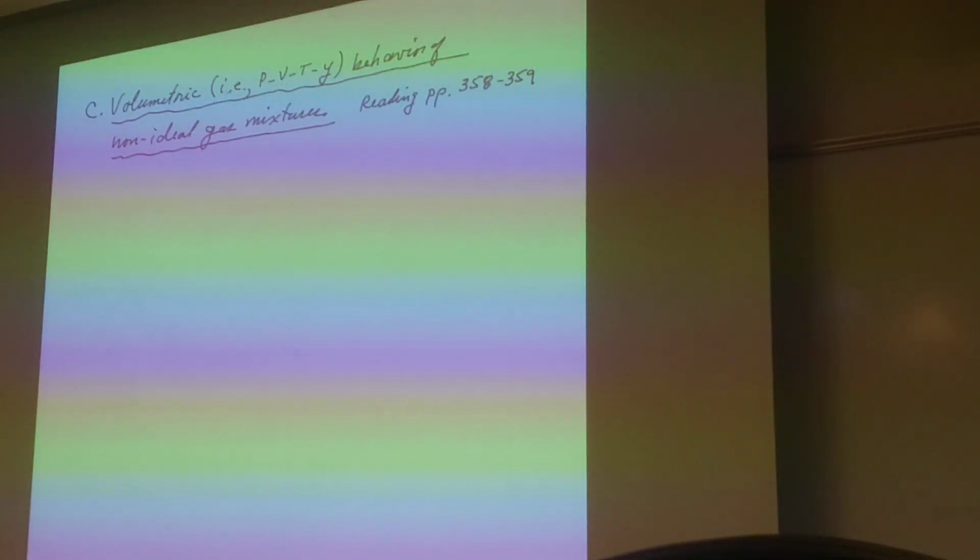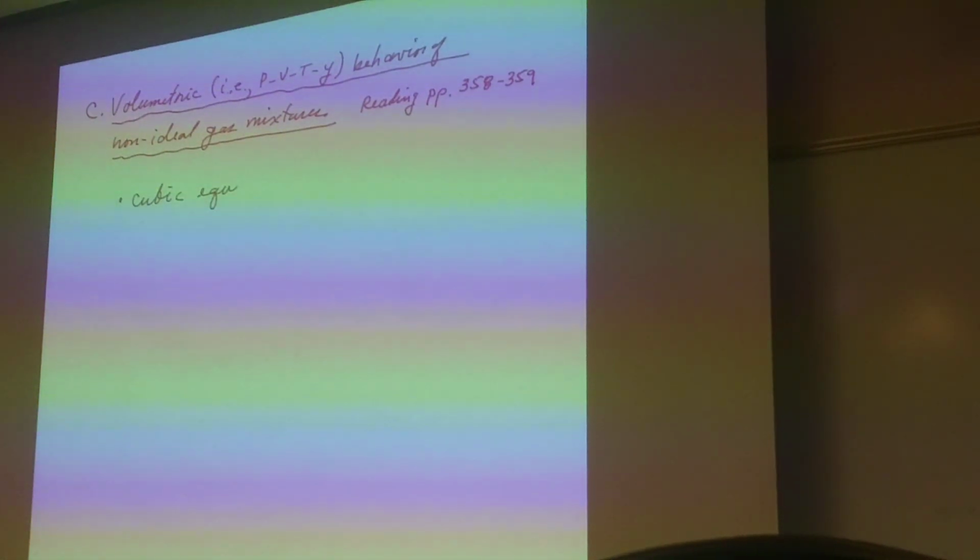So what we're after here is the volumetric or PVT-Y behavior of non-ideal gas mixtures. Now the way we describe those are the same way we would describe pure component mixtures, but we let the constants be functions of composition. So let's look first at the way it looks when we are dealing with the cubic equations of state.